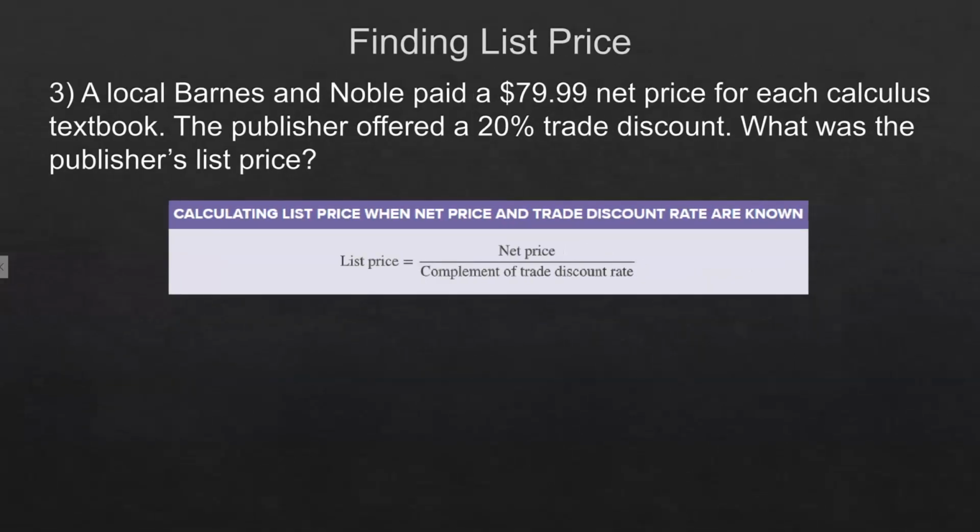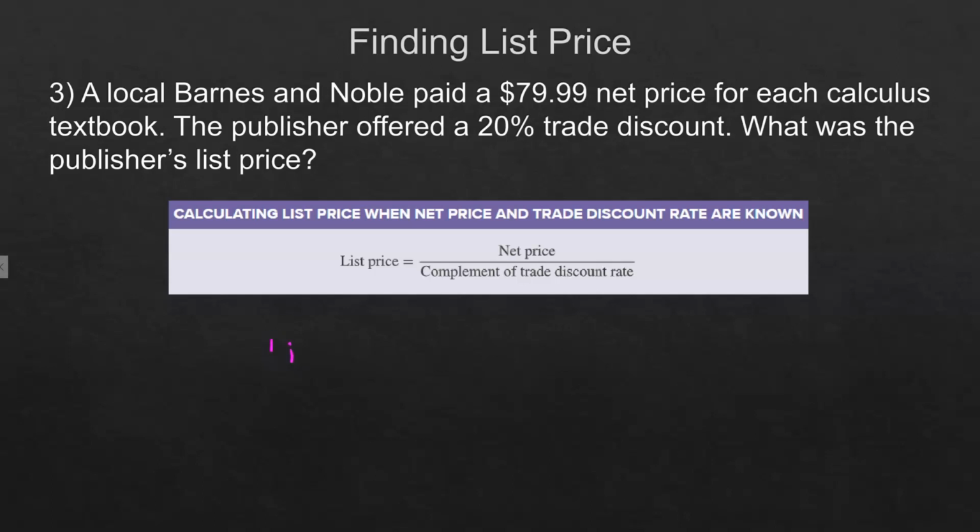Okay, and then here's a way to find list price. This kind of goes back to some of the stuff we did in chapter 3. It's saying to find the list price, we take the net price and we divide it by the complement of the trade discount rate. By doing that division, I could show you this in an algebra equation, you know how that works, but I know that you would prefer me not to do that.